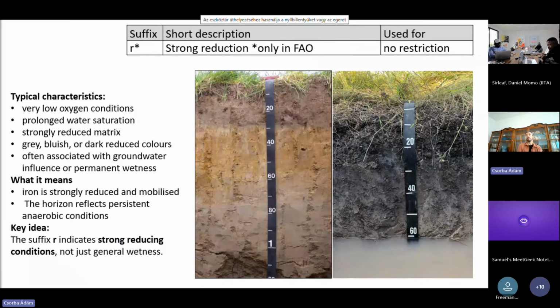R index, which means strong reduction. This means very low oxygen conditions, prolonged water saturation, and a strongly reduced matrix, which comes in the form of grayish, bluish, or dark reduced colors, often associated with groundwater influence or permanent wetness. In meadow soils, in so-called clay soils, usually horizons below the groundwater level are strongly reduced and they have grayish, bluish, so-called reduced colors.